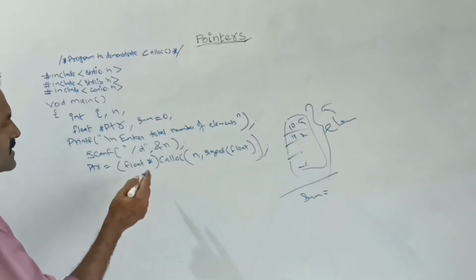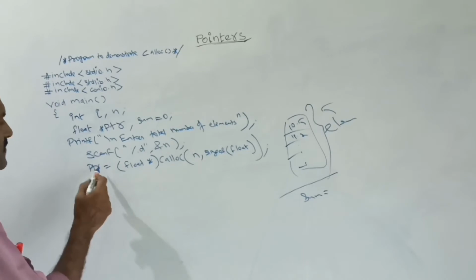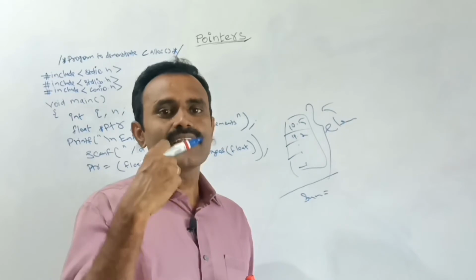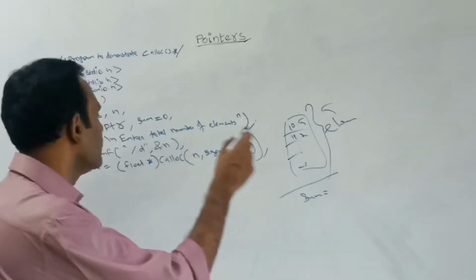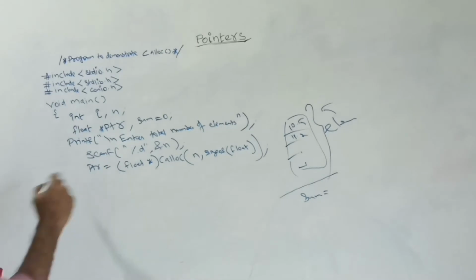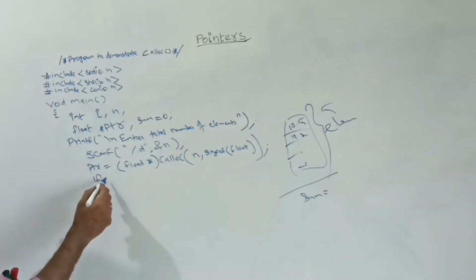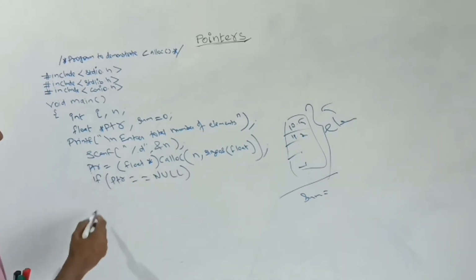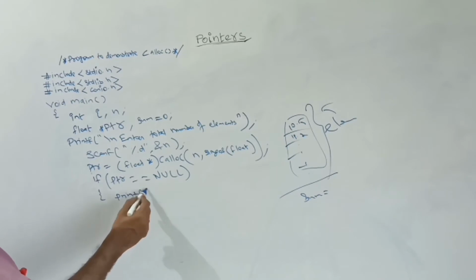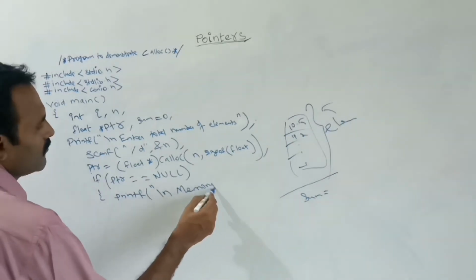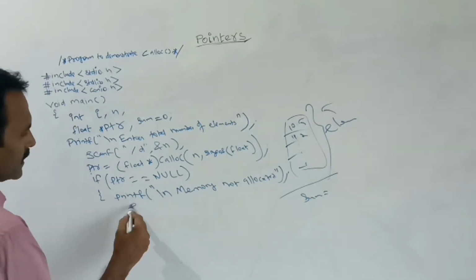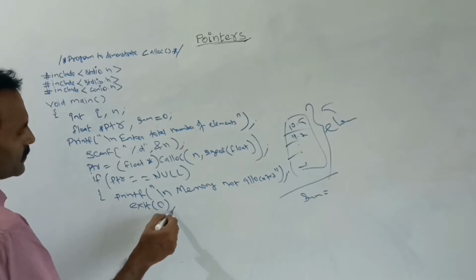If there is space, then the memory will be allocated and the starting base address will be stored to this pointer. Suppose there is no space and the memory was not allocated, then NULL is passed, that null value is passed to this ptr, so here we can check: if ptr is equal to null, then printf, I am telling memory not allocated. Next I am coming out, exit 0.